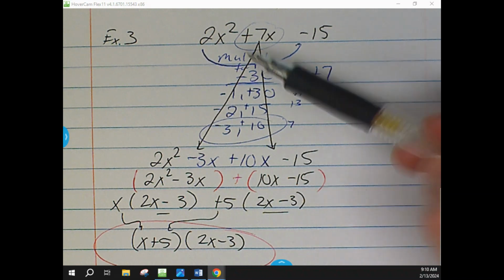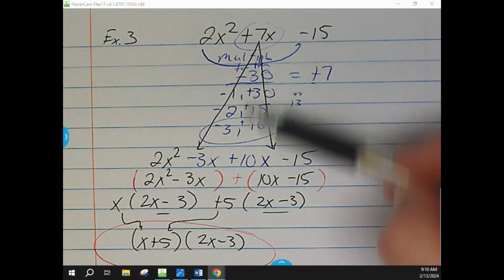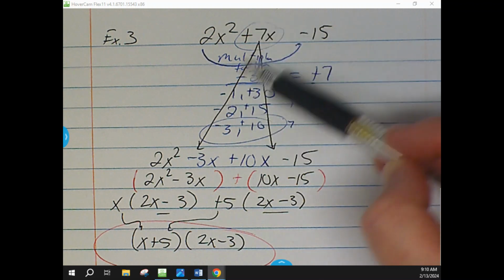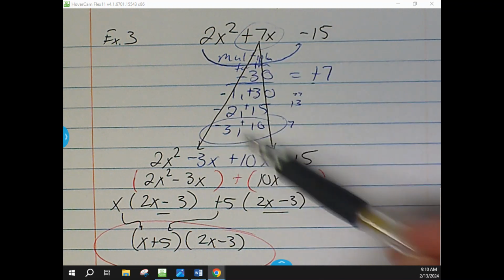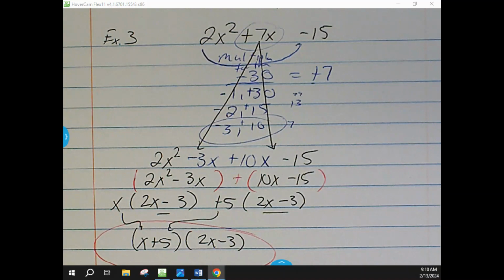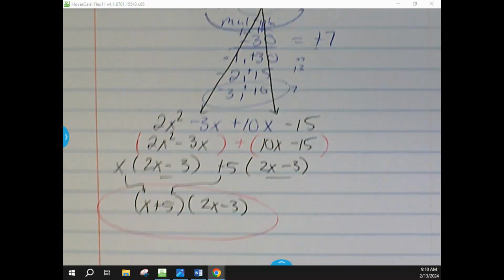Okay, and again, I like that visual where if you do the factors right underneath it, you can see then we're going to take this 7x and replace it with these two numbers. So it's just -3 plus 10. And then we're just doing factor by grouping from there.